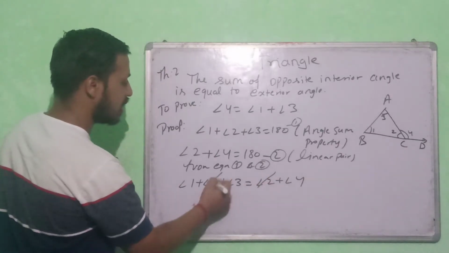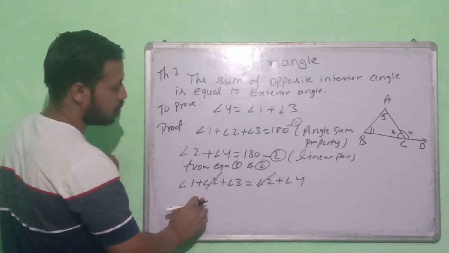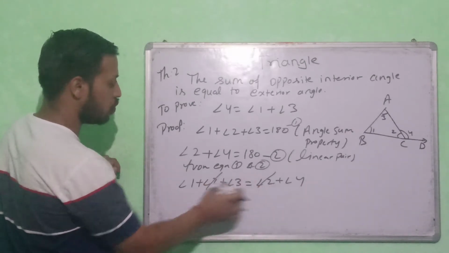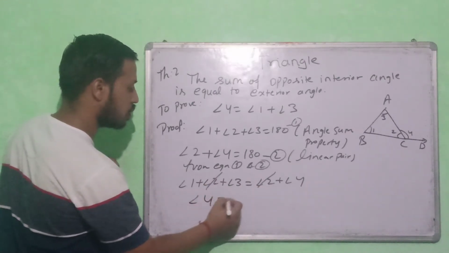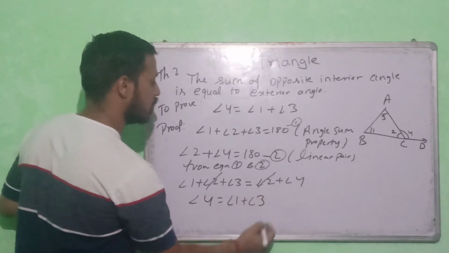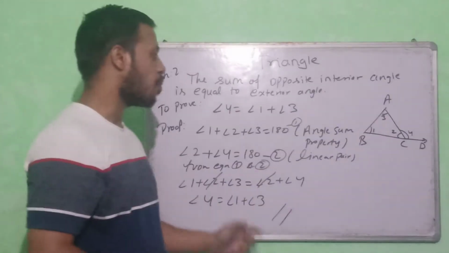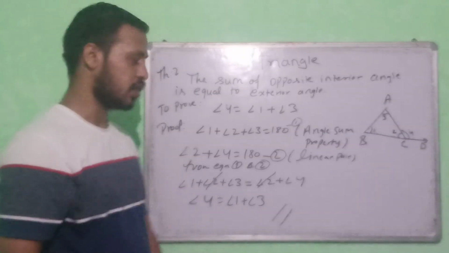These two will be cancelled out. These two are similar, so here it will become negative. So plus minus minus, we are cancelling them. Then angle 4 equals angle 1 plus angle 3. Hence proved: the exterior angle equals the sum of the opposite interior angles.